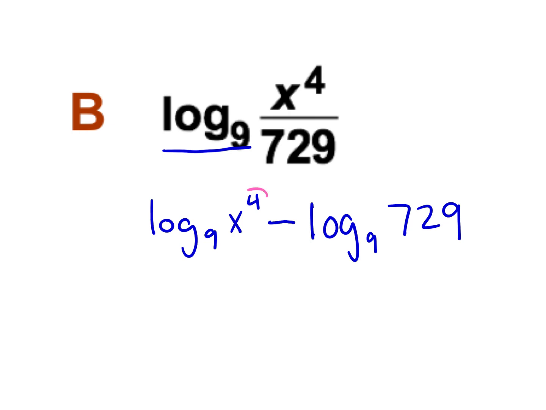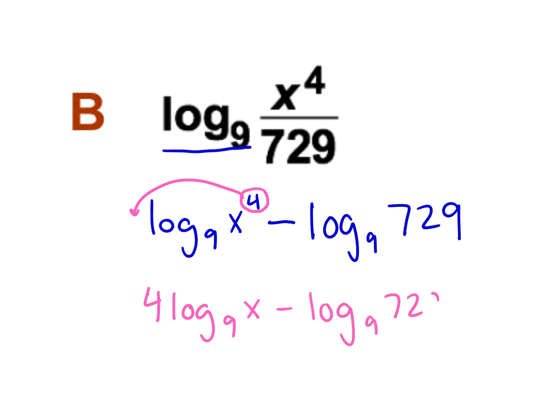And then I have an exponent here. So what do I do with that exponent? I move it to the front. So this will be 4 log base 9 of x minus log base 9 of 729. And that's our answer.